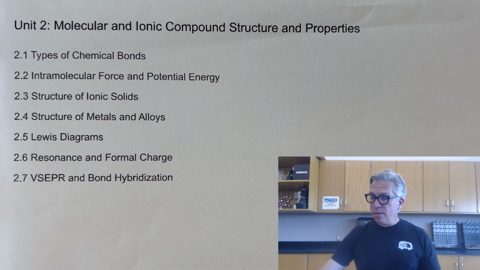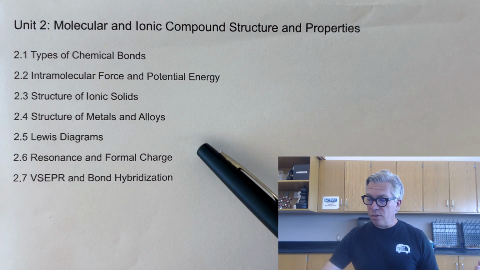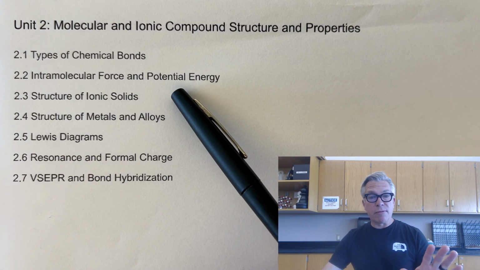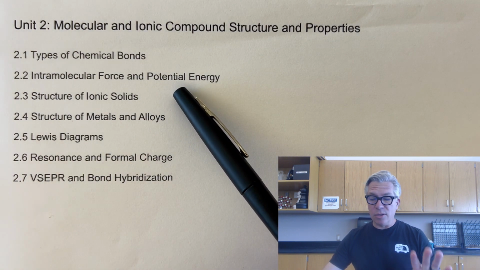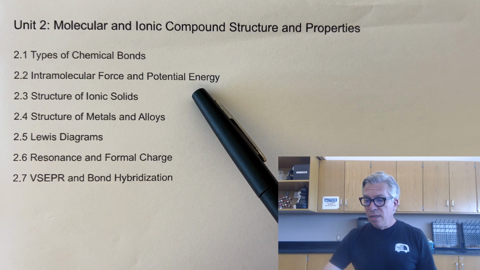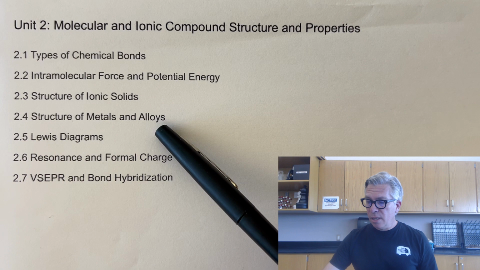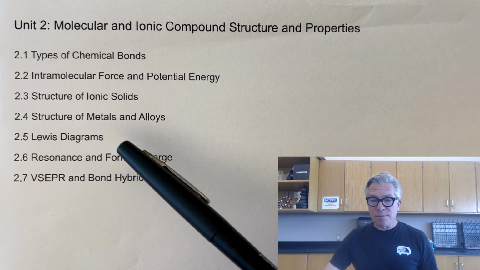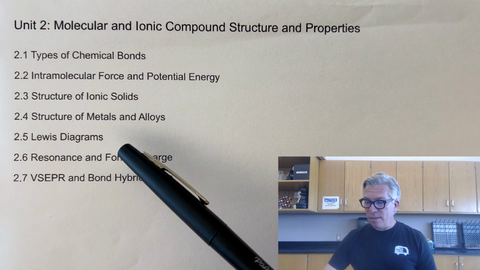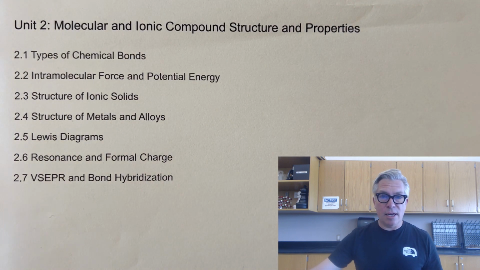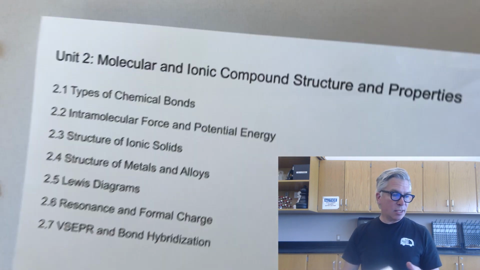And it's a short list of topics. We're going to do types of chemical bonds, the intramolecular force, which is different from intermolecular forces, that'll be in Unit 3, and potential energy, the structure of ionic solids, the structure of metals and alloys, Lewis diagrams, that's my favorite, drawing molecules, it's the best, resonance and formal charge, and VSEPR theory and bond hybridization. So, not a huge list of topics, but we're going to get through them.